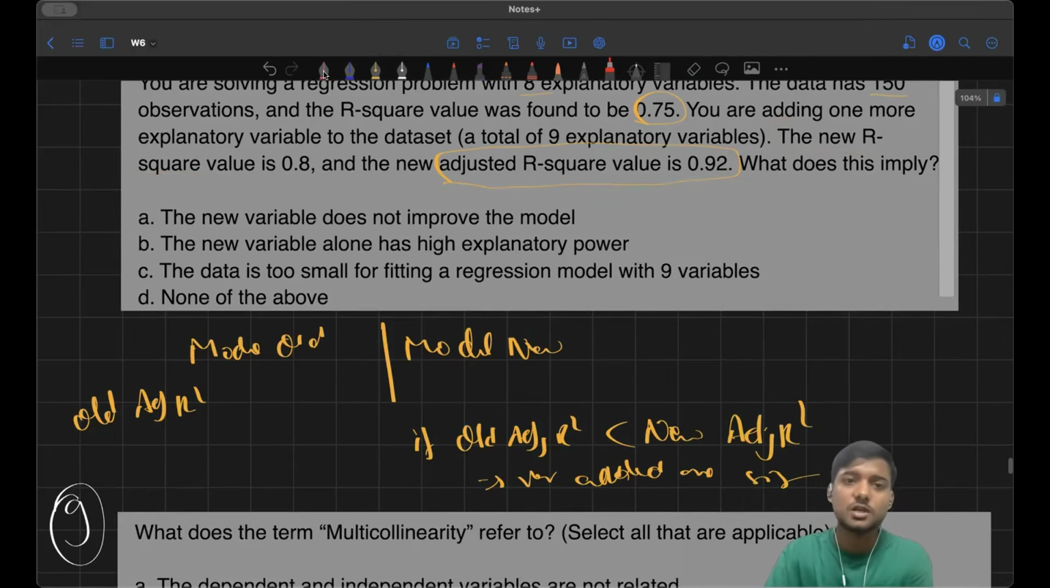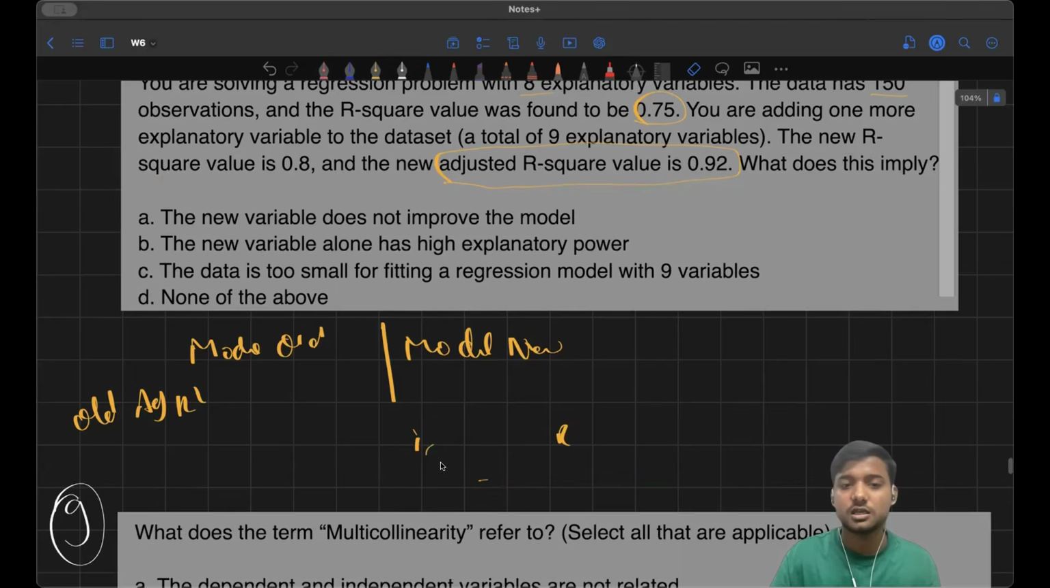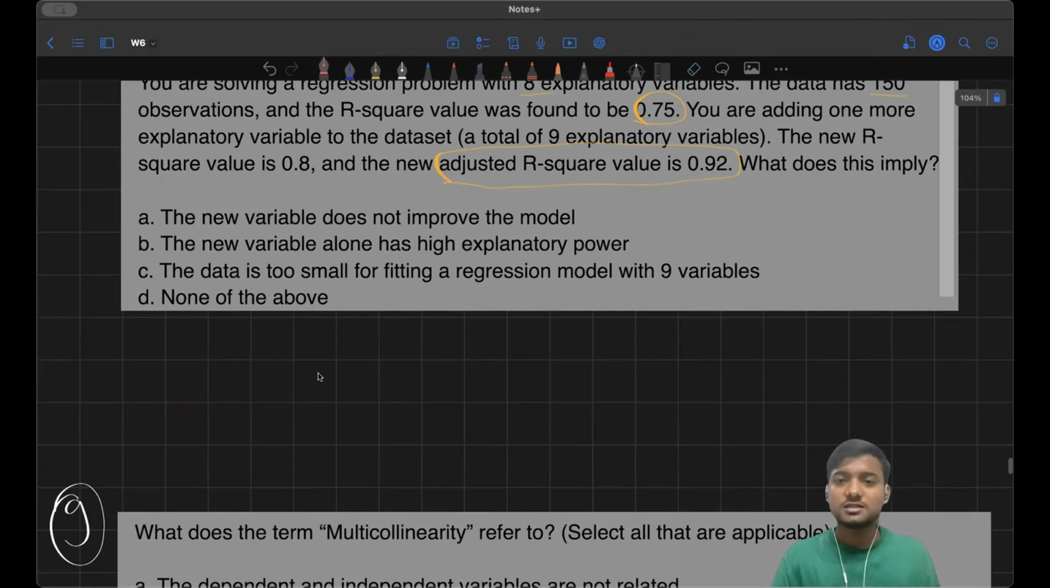Oftentimes, if you see the formula, adjusted R square and R square are supposed to be very close to each other, right? So if you see this, you have R square as this thing and adjusted R square as that thing. Adjusted R square is always going to be lesser than the original R square, right? If you see the formula, it's quite obvious.